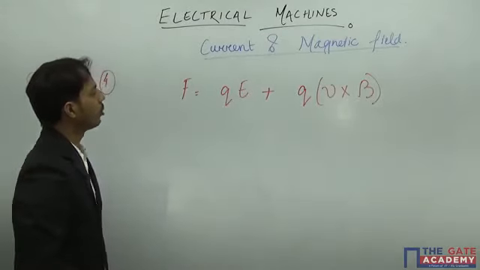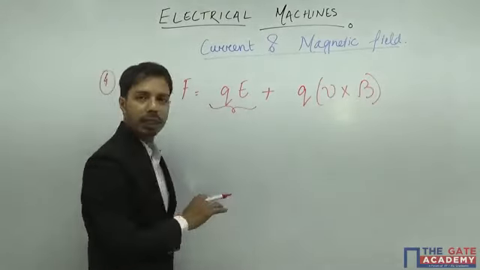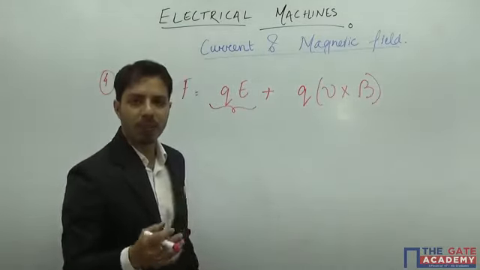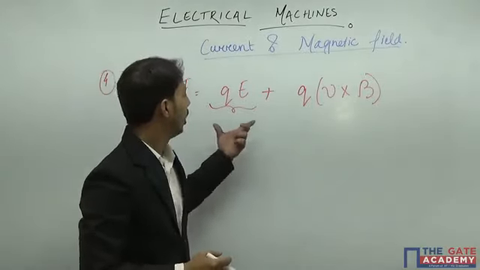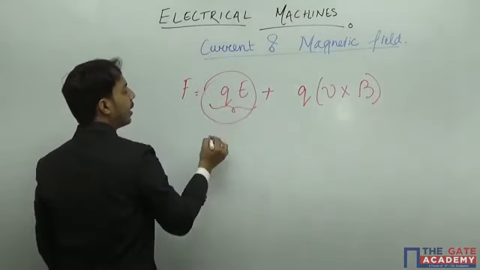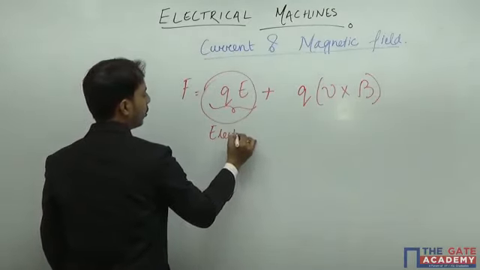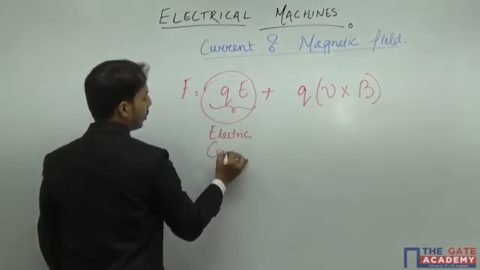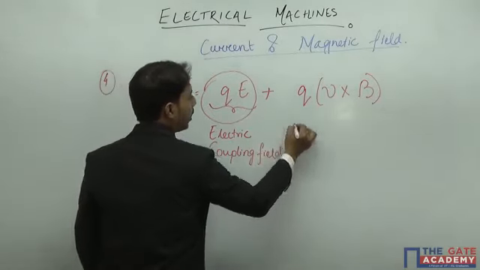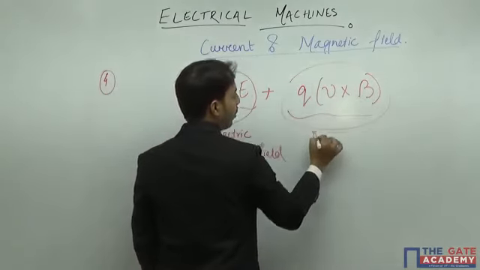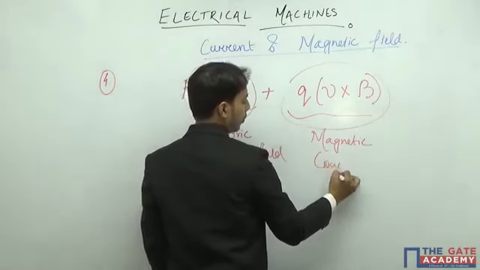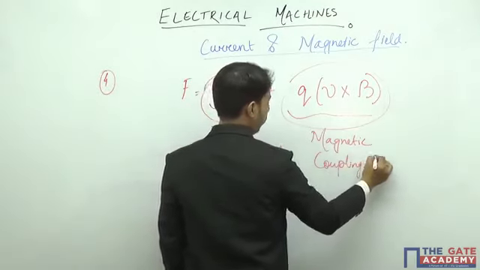Okay. Now this particular expression is true if I have a coupling field which has both electric field as well as magnetic field. Now this force will be generated for the electric coupling field, and this force will be generated for the magnetic coupling field.